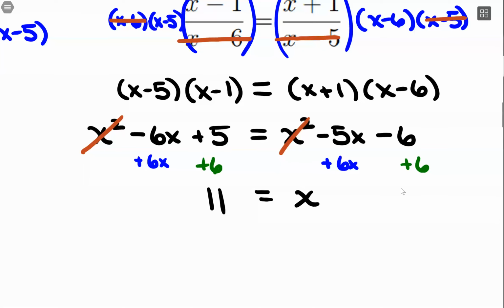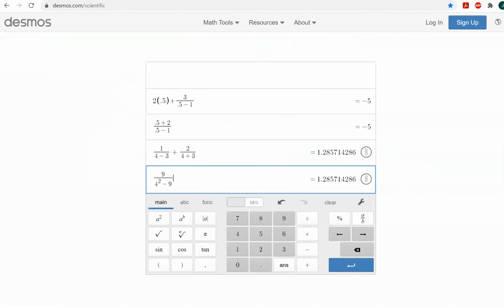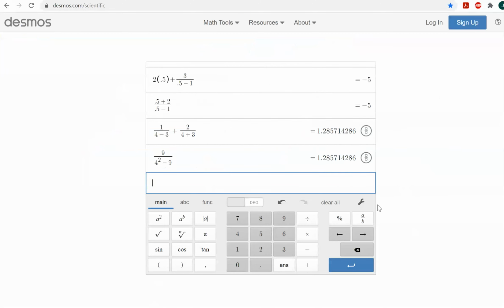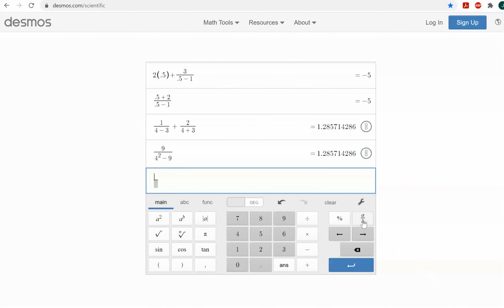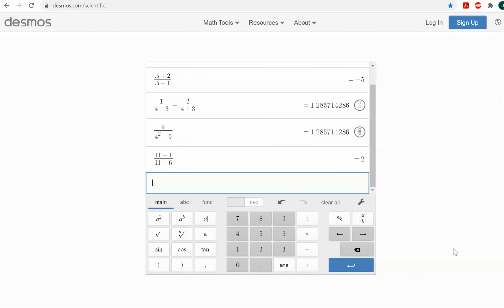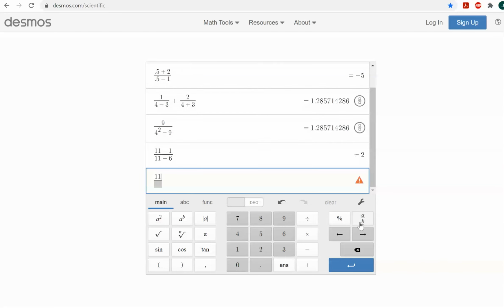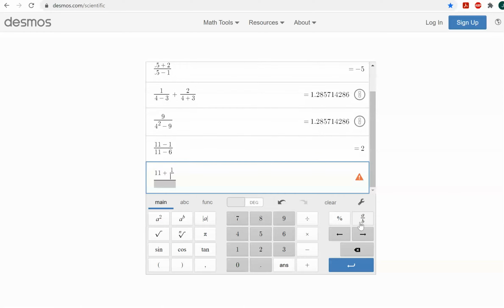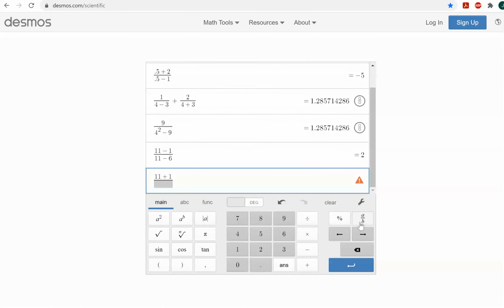So there's our proposed solution, and we just need to check that it works. So we have a fraction of 11 minus 1 over 11 minus 6, and that's a 2. And then our other fraction is 11 plus 1 over 11 minus 5. And we get the same exact answer, so our solution checks out.